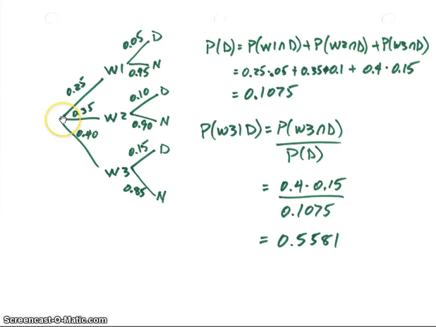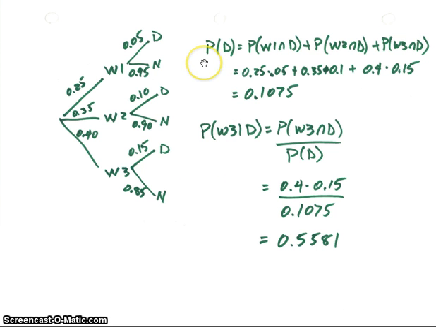Tree diagram, we have all the workers, worker 1, worker 2, and worker 3, and 25% made by worker 1, 35% by worker 2, 40% by worker 3. And then of each of those, there's defective and non-defective parts. So worker 1 makes 5% defective, therefore 95% are not defective, and so on. 10% and 90%, 15% and 85%.